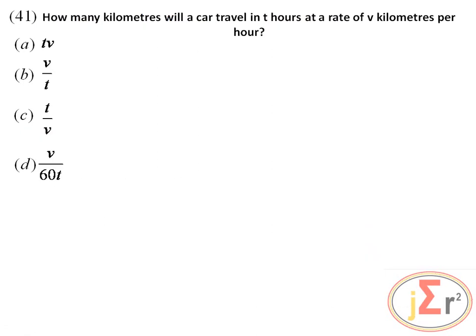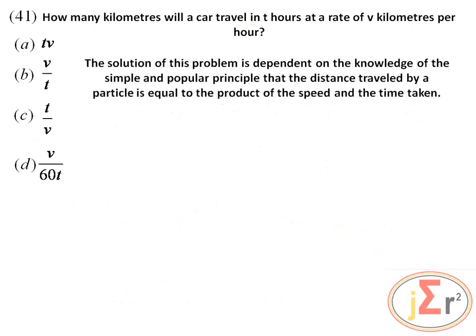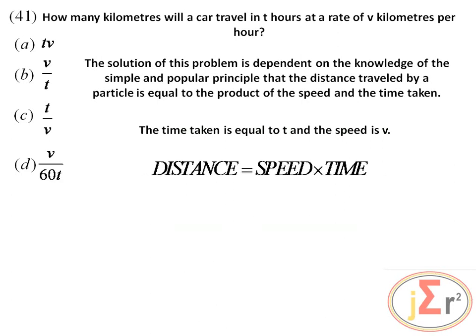How many kilometers will a car travel in t hours at a rate of v kilometers per hour? The solution of this problem is dependent on the knowledge of the simple and popular principle that the distance traveled by a particle is equal to the product of the speed and the time taken. The time taken is equal to t and the speed is v. What else is there to it?